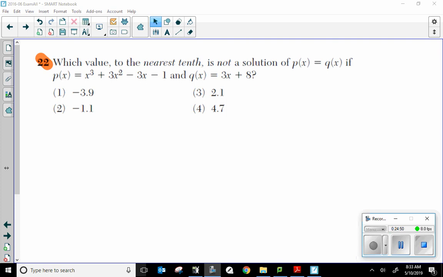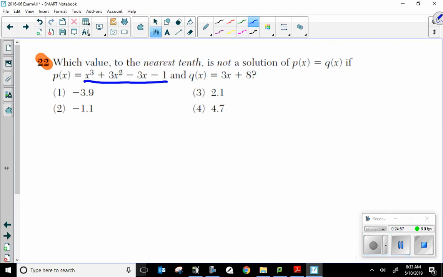Number 22, to the nearest tenth, which value is not a solution of P of x equals Q of x? So when this one is equal to this one, you cannot do this algebraically, because there are ways, but not for you guys. If you get everything to one side, you're not going to be able to factor this and get these decimals as factors by grouping or whatever. So put them both in the calculator and see where they intersect. Chances are they're going to intersect in 3 spots. One of those is not a solution. 3 of them are. So let's go ahead and do just that.